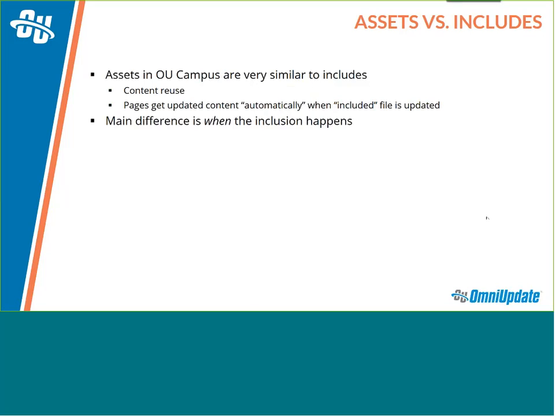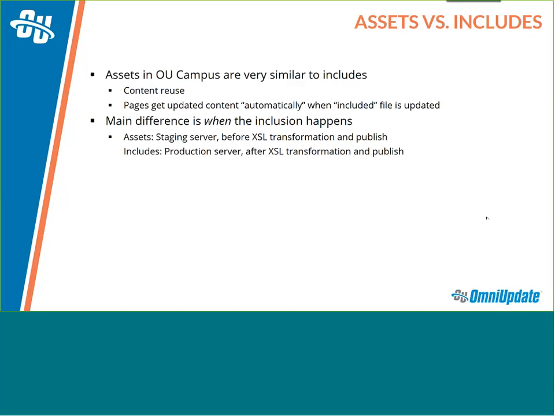The main difference between assets and includes is when that inclusion happens. With an asset, we're including this information on the staging server. So we place the asset in an editable region, for example, and you'll see that it will render inside of OU Campus, and it's going to be placed in the page before the XSL transformation happens, and therefore before the publish happens. Whereas includes are being brought in on the production server side of things. So from the staging server's perspective, nothing happens, pretty much.